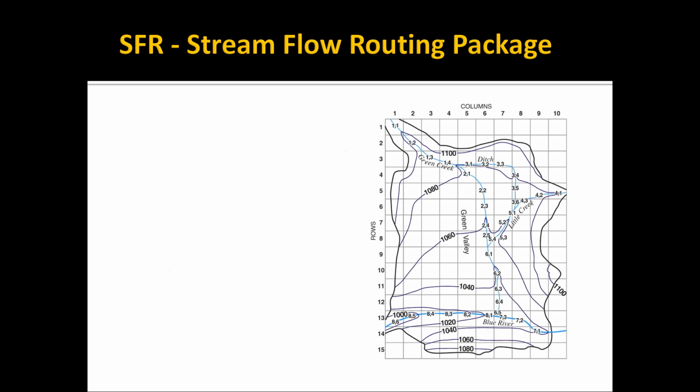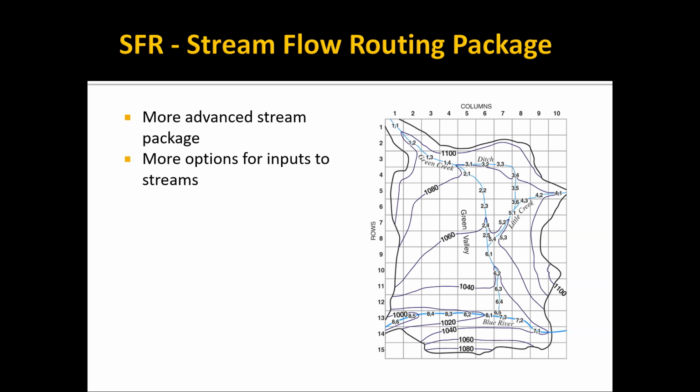And then there's another one called the SFR package. I'm not going to go into detail, but it's an even more sophisticated stream package. It has even more options for inputs to the stream. I believe you can have surficial runoff into the streams. And it does interact with the unsaturated zone flow package we talked about. So when you have a disconnected river, it will actually calculate the delay in water percolating from the river bottom down to the aquifer. So that's an even more advanced package.